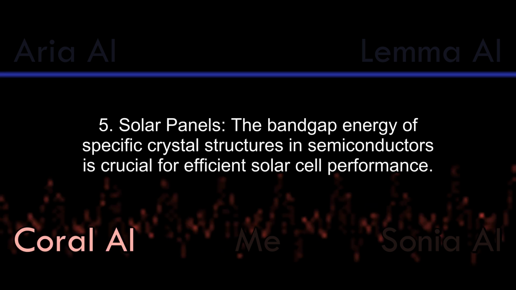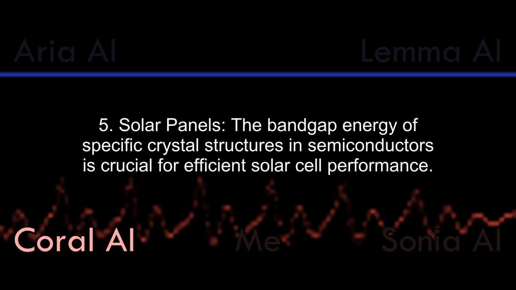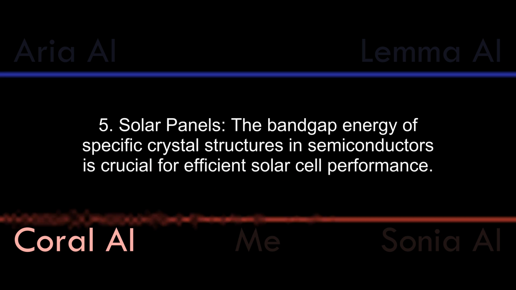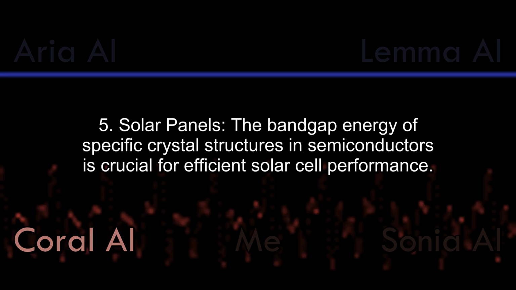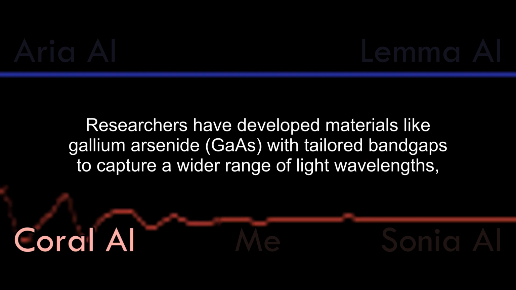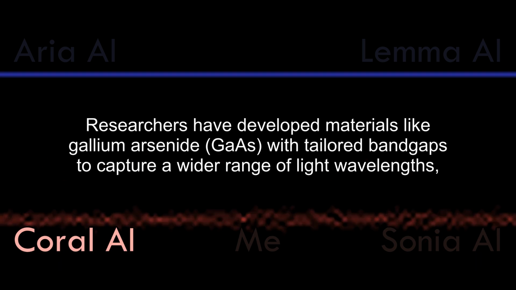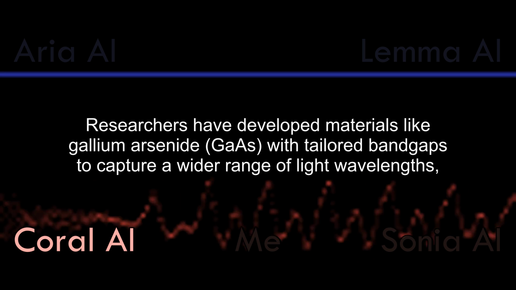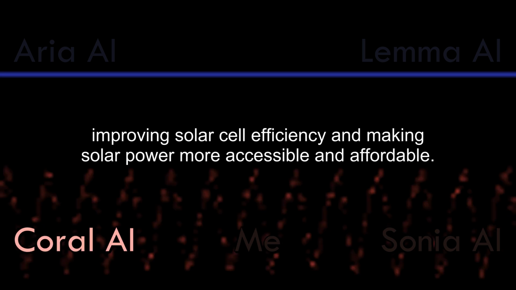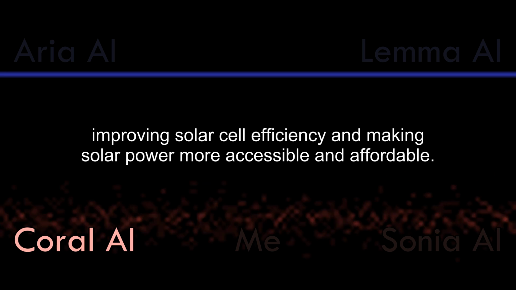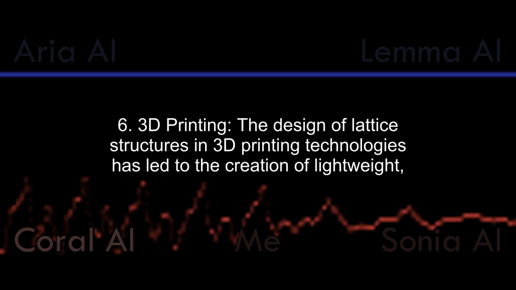5. Solar panels. The bandgap energy of specific crystal structures in semiconductors is crucial for efficient solar cell performance. Researchers have developed materials like gallium arsenide, GaAs, with tailored bandgaps to capture a wider range of light wavelengths, improving solar cell efficiency and making solar power more accessible and affordable.